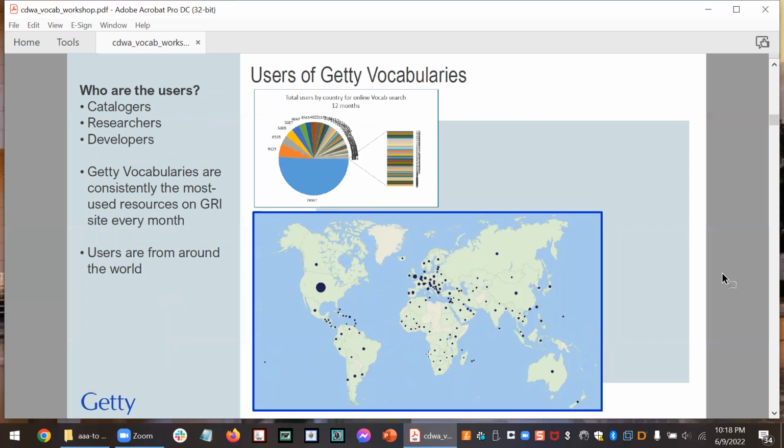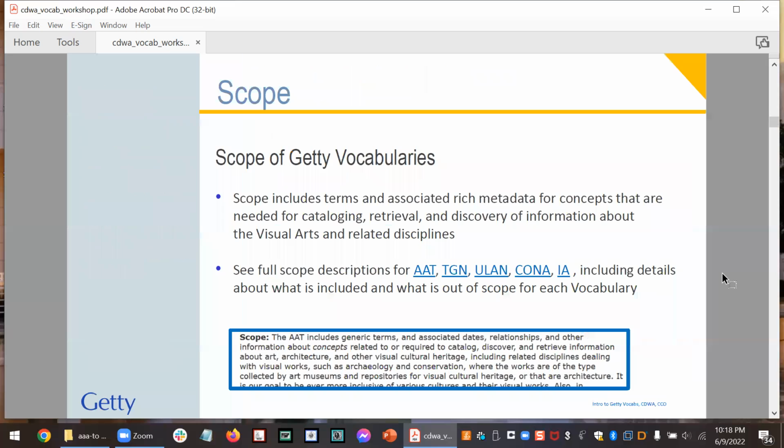Who are the users? Those are catalogers and researchers and developers. The Getty Vocabularies are, in fact, consistently the most used resources on the Getty Research Institute site every month. On the right-hand side, you see a map that illustrates in a typical month where the usage was all across the world. But on the pie chart above, that big wedge at the bottom taking up half the pie, those are users from the United States. So we want to, again, increase usage around the world and make the vocabularies available.